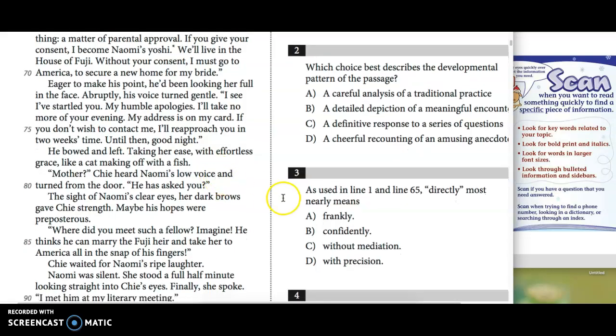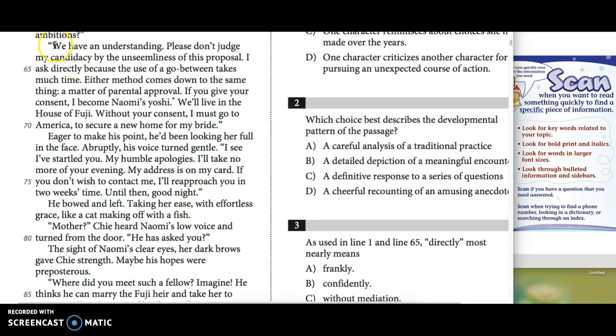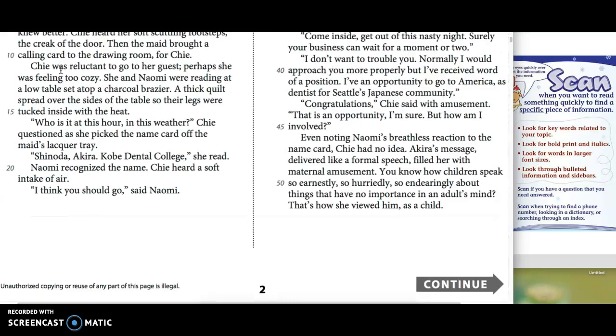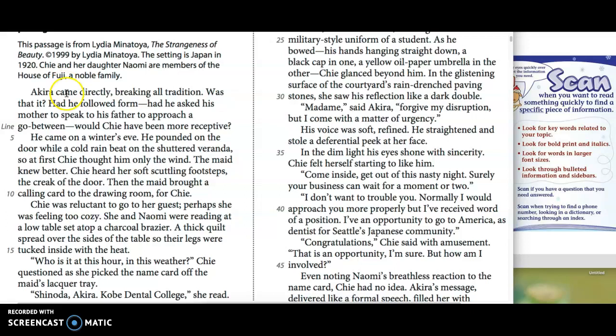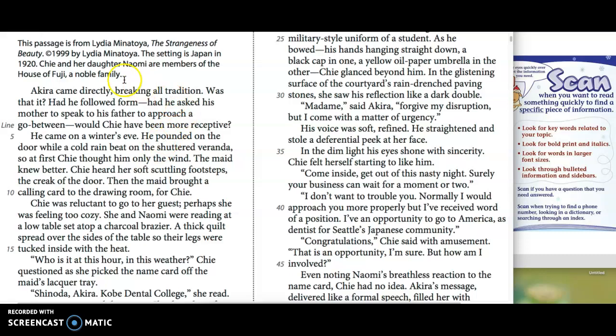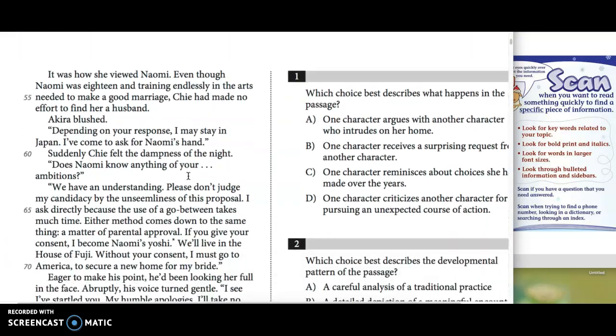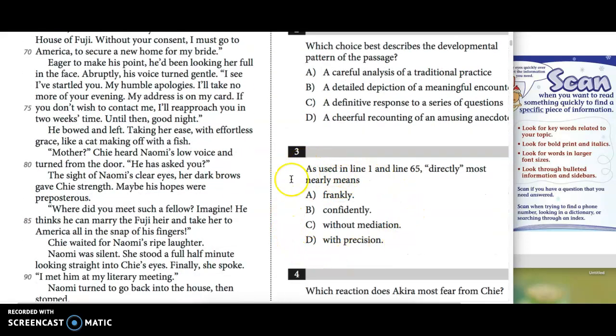So would that mean frankly, confidently, without mediation, or with precision? You're probably going to have to go back and you're probably going to have to look at both of them and say, "I ask directly." That could mean frankly, but is that what it means in line 1? "Akira came directly." So you'll have to scan the text and look at both of these, like what we're doing right now, in order to find out the answer to this question.